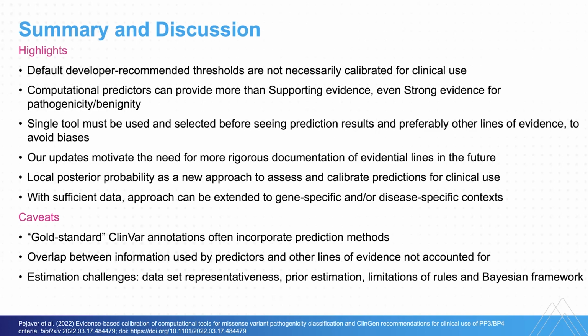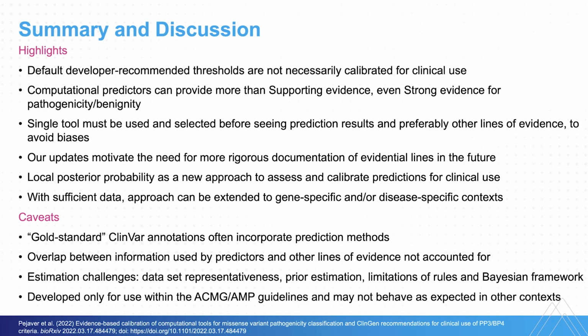There are some technical aspects, for example, whether the data set is representative when we estimated our priors. There are limitations to the ACMG rules and the Bayesian framework itself. And a lot of what we've done is developed in the context of the ACMG AMP guidelines, and may not behave as expected in other contexts, but it certainly is a way to think about how one could think about clinical computational methods being used in the clinical context, beyond genetic variant interpretation.